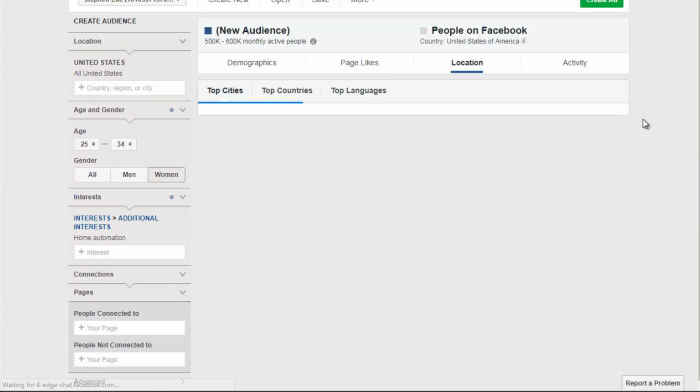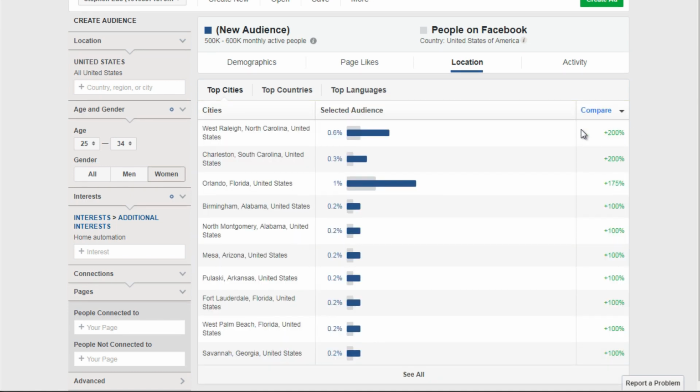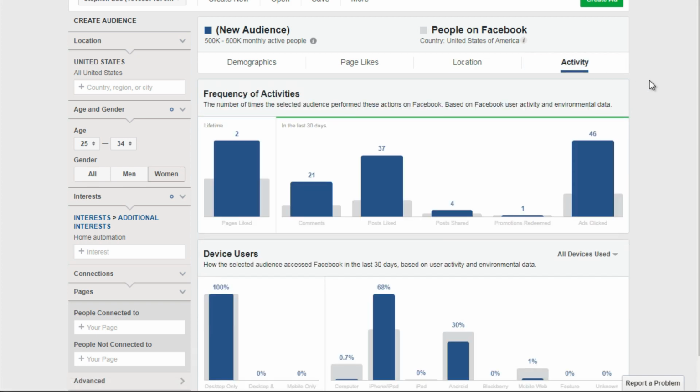We can go to location to get an idea of where they're located. So we can see North Carolina, South Carolina, Florida, Alabama, Arizona, Arkansas. So a lot of these are actually the southeast, which is interesting. I don't know why they're interested in home automation, but they are. So that gives us an idea of geographically, maybe we can dig further, look into cultures. They look like Southern, so we don't really know why they're interested in home automation, but they are.